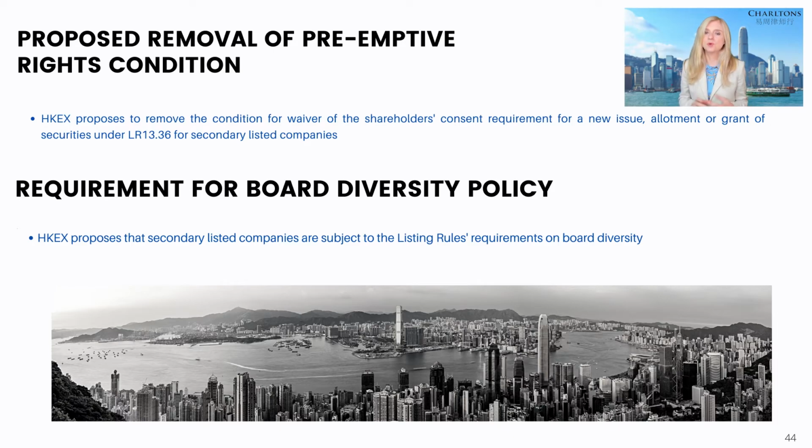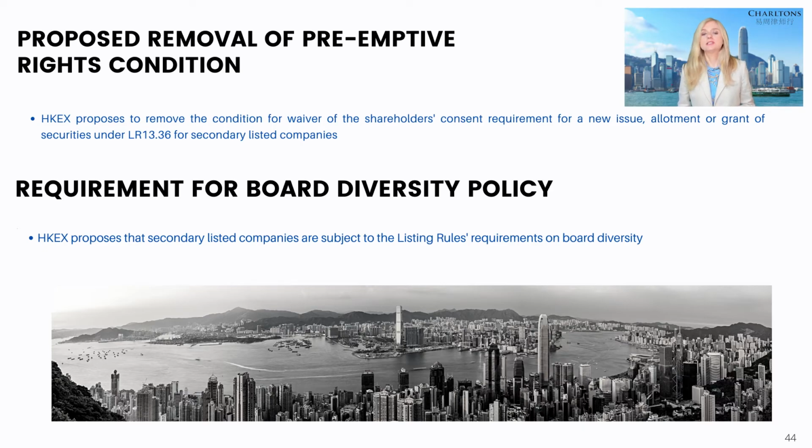This is because where the shareholders of a secondary listed company have preemptive rights outside the exchange's listing rules, the company will still have to offer securities to them first. In effect, the shareholders will still retain the right to participate in future share issues and protect themselves against possible dilution.